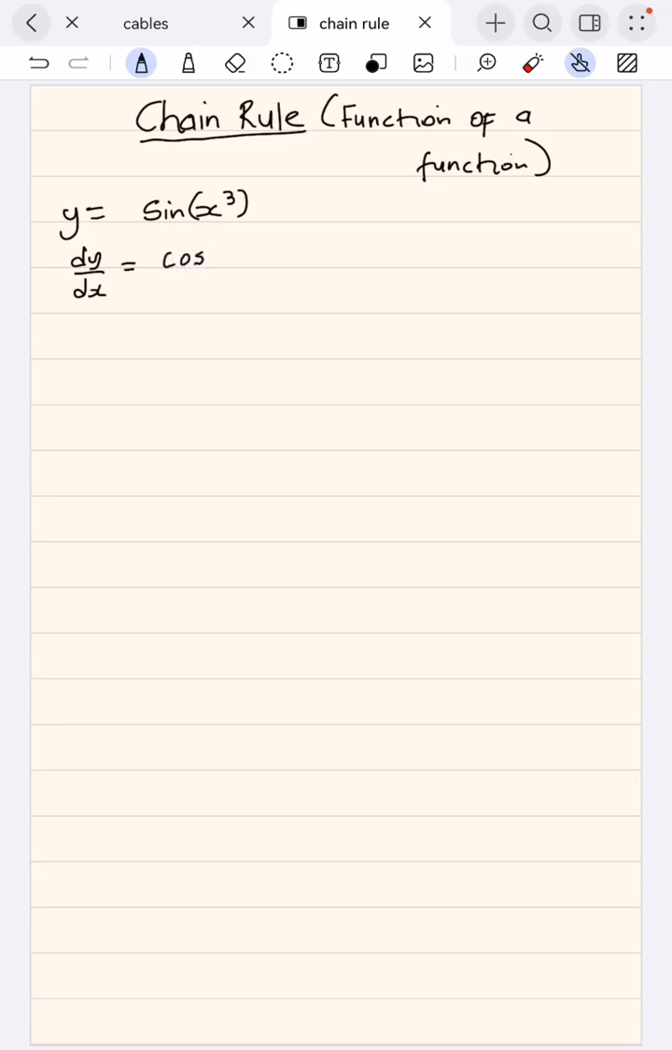You do one function at a time. If I do cos, the x cube is still there. Then multiply by the next function. The next function is what? It's x cube. What is the differentiation of x cube? It's 3x squared. You know.